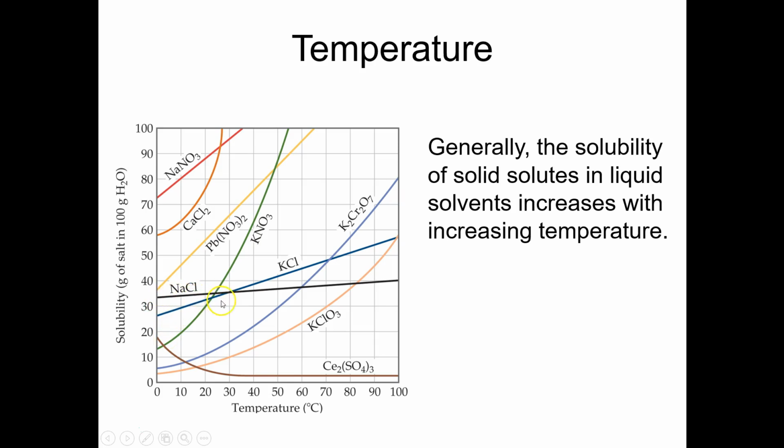Sodium chloride, which is probably the most common thing that we might dissolve in water in our daily lives, actually the solubility varies very, very little with temperature. Between the freezing point of water and the boiling point of water, the solubility only seems to go up about 5 or 6% here. So there's no real correlation here, but it's generally the case that it increases with temperature.